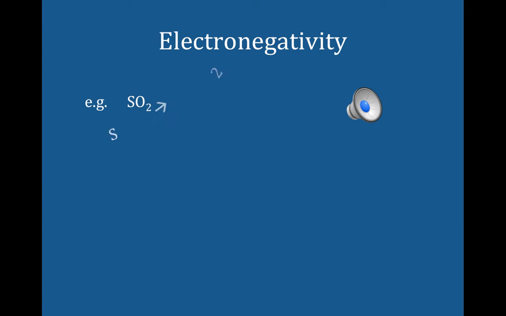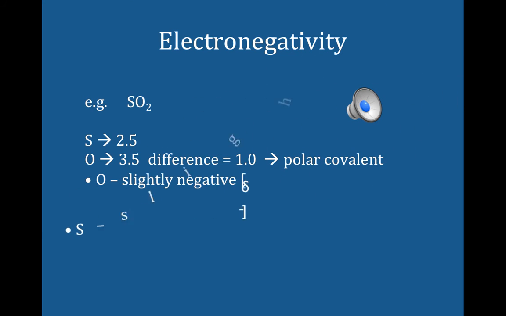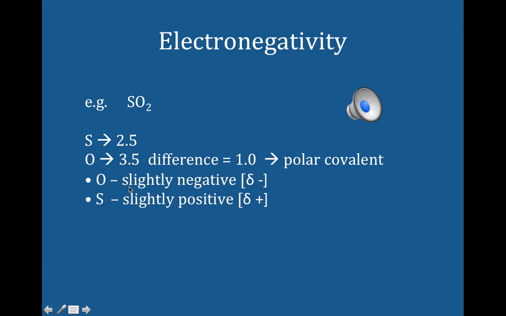So if we look at SO2, the sulfur is 2.5, the oxygen is 3.5, so the difference is 1.0. By definition, that is called a polar covalent bond. So the oxygen ends up being slightly negative. It had the bigger number, it wants the electrons more than the sulfur. And the sulfur, because those paired electrons moved away towards the oxygen, becomes slightly positive.